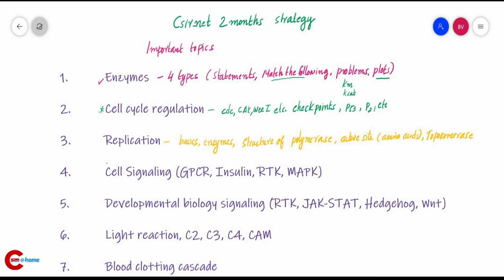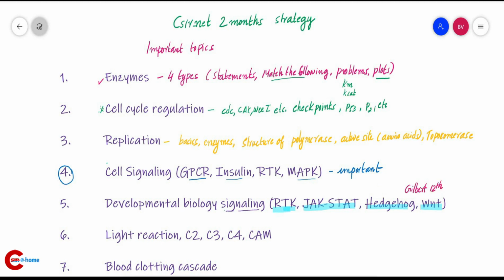The fourth important topic is cell signaling. We have videos on cell signaling. Just watch them: GPCR, insulin, RTK, MAPK kinase pathway, etc. Developmental biology is very important. Study the signaling pathways associated with developmental biology: the RTK signal transduction pathway, then the JAK-STAT pathway, the Hedgehog family, then the Wnt family, and signal transduction pathways. It's very important. You can refer to Gilbert 12th edition.